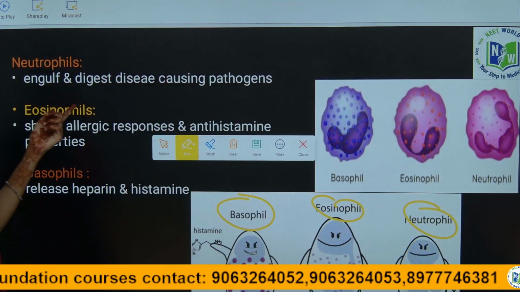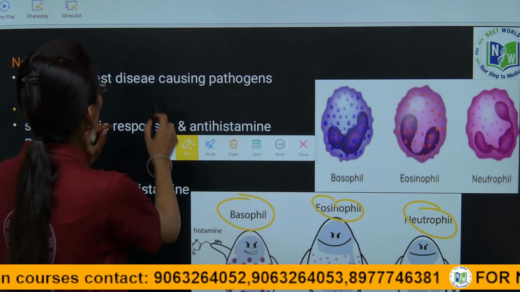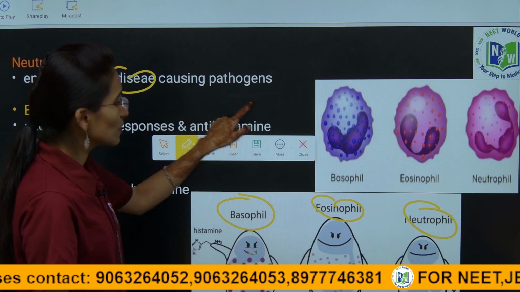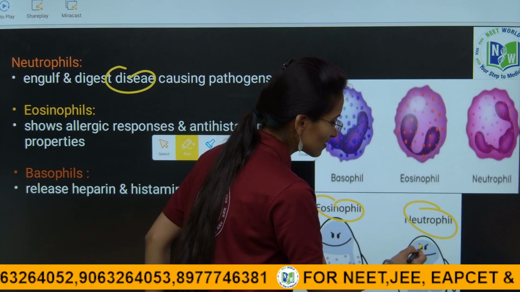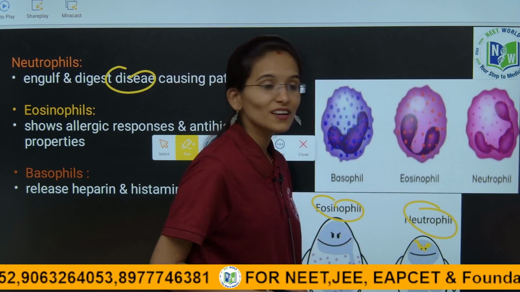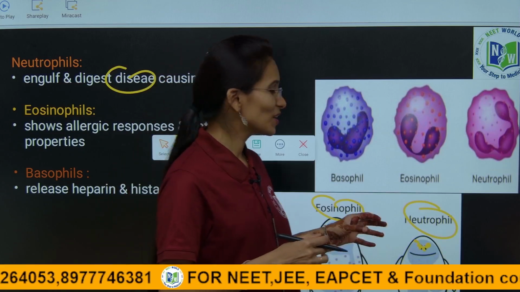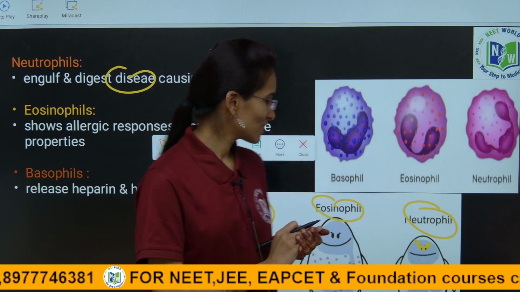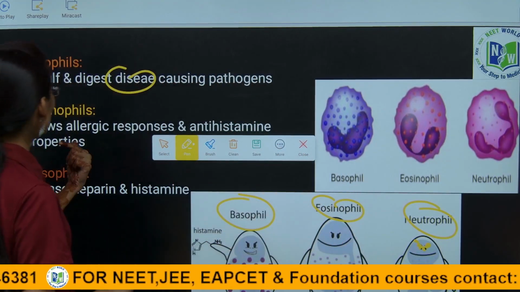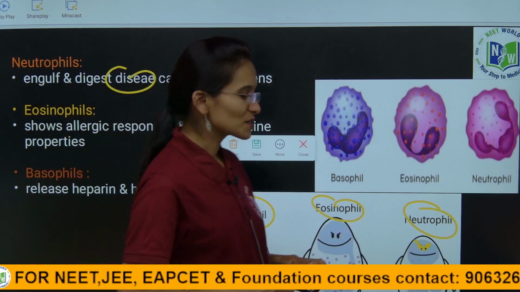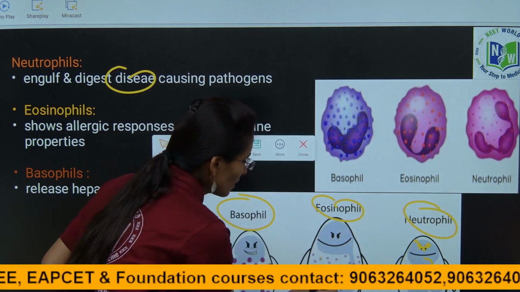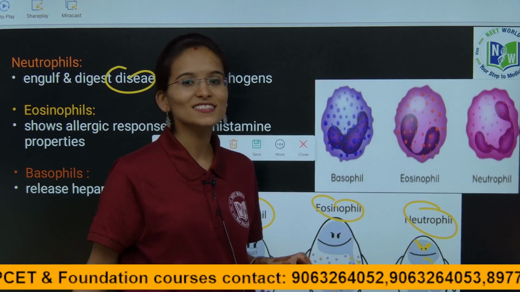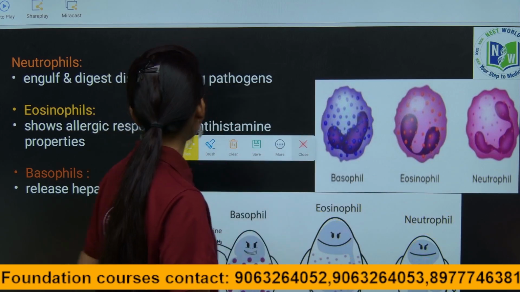So what is the function of the neutrophils? They are going to digest the disease causing pathogens. See, that is why it is very angry. It is waiting for the pathogen to enter, and it is waiting to digest those pathogens. And this is the eosinophil. It will show the allergic responses. See, when these pathogens have entered, it is showing the allergic responses. This is about the white blood cells.